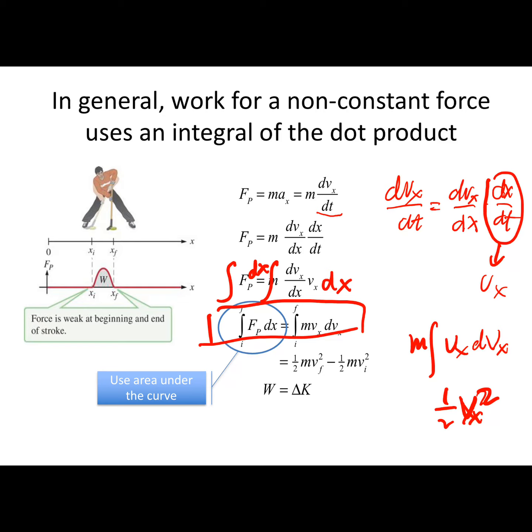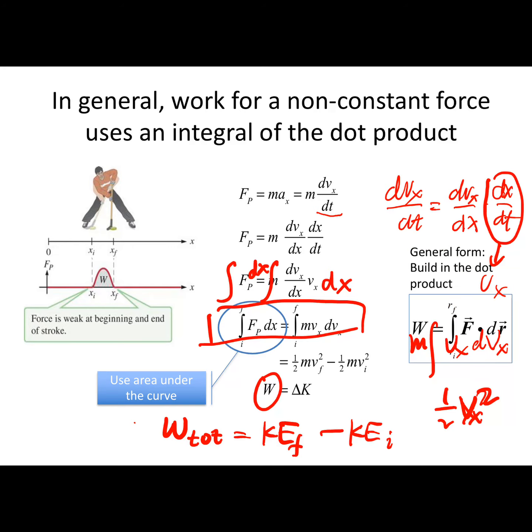So the total work done on an object should equal the change of kinetic energy. Actually it's easier for us to write it this way to understand. Total work should equal the final kinetic energy, subtract the initial kinetic energy. This is our work-energy theorem, which is very important.